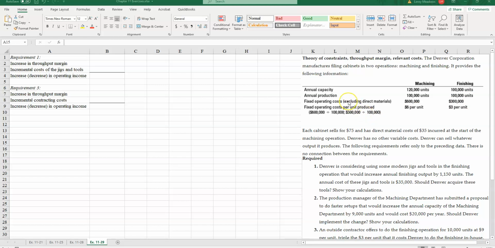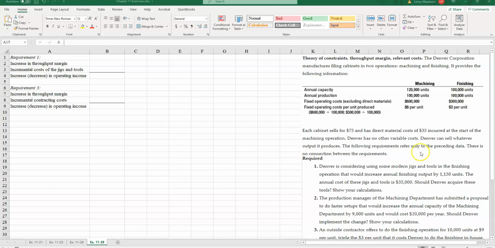Fixed operating costs, not including direct materials, are $600,000 in the machining department and $300,000 in the finishing department. So on a per unit basis, it's going to be $6 of fixed manufacturing cost per unit in the machining department and $3 per unit in the finishing department. And how do we get that? We take our fixed operating cost and divide that by the number of units that we can actually produce.